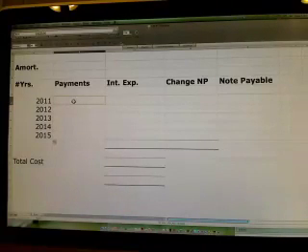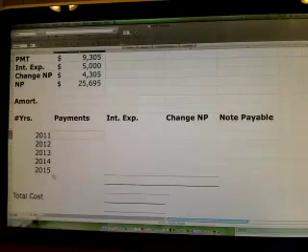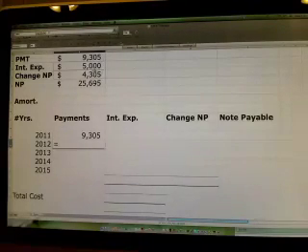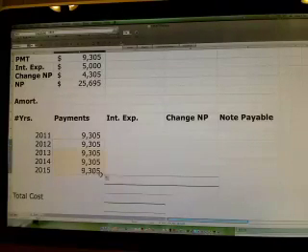The next thing I want you to do is solve for your payment, and we've already done this for the first fiscal year, 2011. And mind you, your payment throughout the course of the note never changes. It remains the same. So that $9,305 will be the same throughout the note. So I can go ahead and put my payment for all 5 years because it's never going to change. It will be the same.